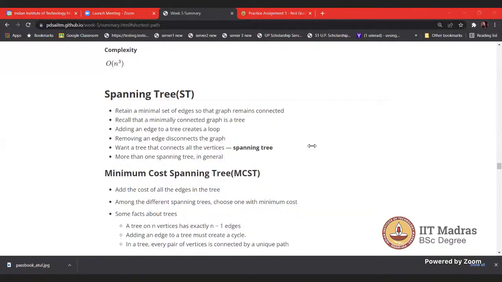Non-negative transitive closure. Siddhant, transitive closure is similar to this. Okay, I will take it after this spanning tree.